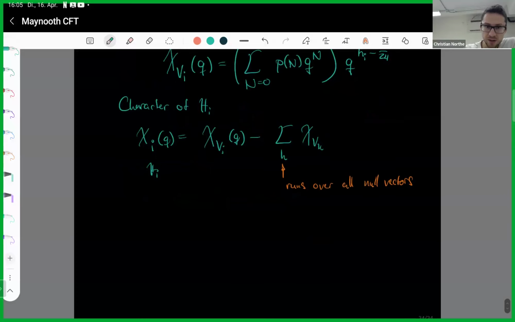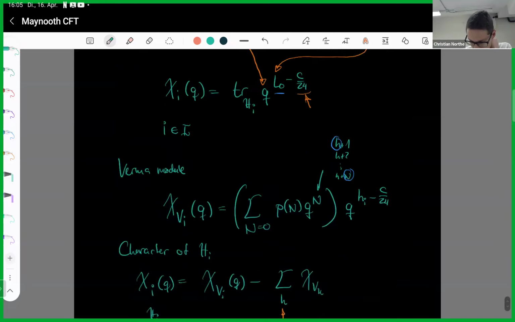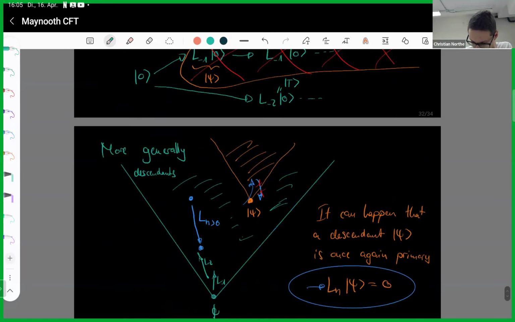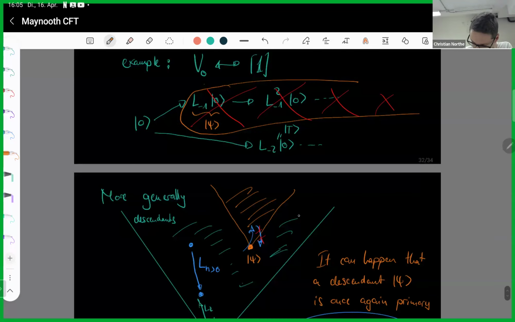There is a subtlety which I point out in the notes. I can tell you. Sometimes it can happen. Let me make a brief recycling of the picture. If you have a second null vector, say here, let's make it in a different color, not blue.